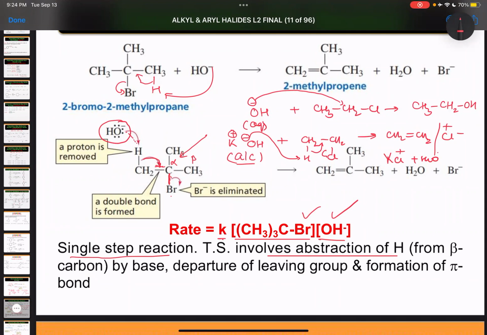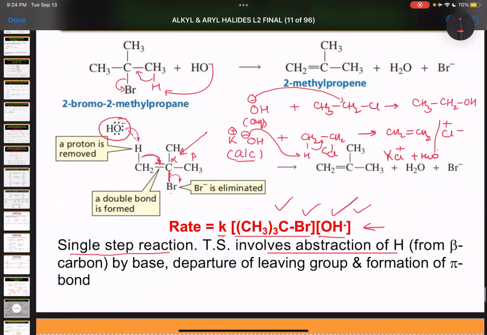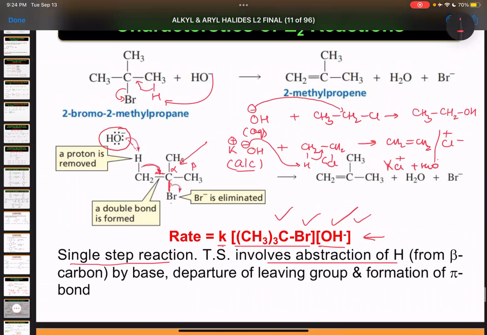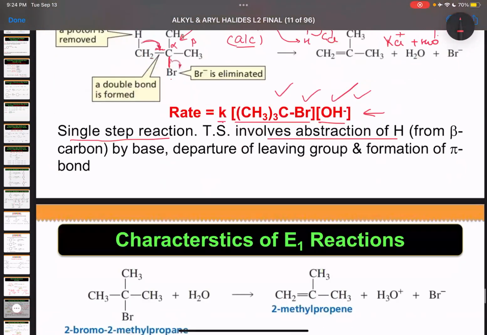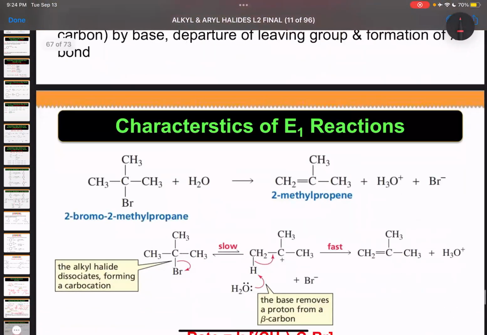And if you have more concentration, they will collide more and the rate will increase. So rate is directly proportional, just like SN2. In SN2, we also had the same thing: the rate was directly proportional to the concentration of the substrate as well as the concentration of the nucleophile. If the concentration of substrate is doubled, the rate will double. If the concentration of the nucleophile, or here the base, is doubled, the rate will double. And if both are doubled, the rate will become 4 times, quadruple. Clear? Yes, sir.